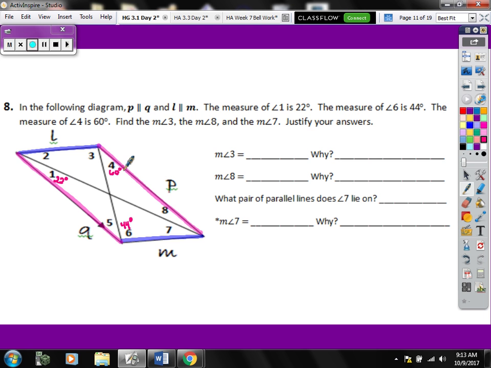So in this picture, you're going to notice that there are a lot of alternate interior angles, a lot of pairs of them. You might just want to go ahead and copy and paste. So we know alternate interior angles have to be congruent. So for example, 22 is here. Follow along the transversal. Angle 8 has to be 22. So everyone see how 1 and 8 are alternating and they're inside of my pink lines? So that actually answers my question here. Measure of angle 8 is 22 degrees. Why? If lines are parallel, alternate interior angles are congruent.